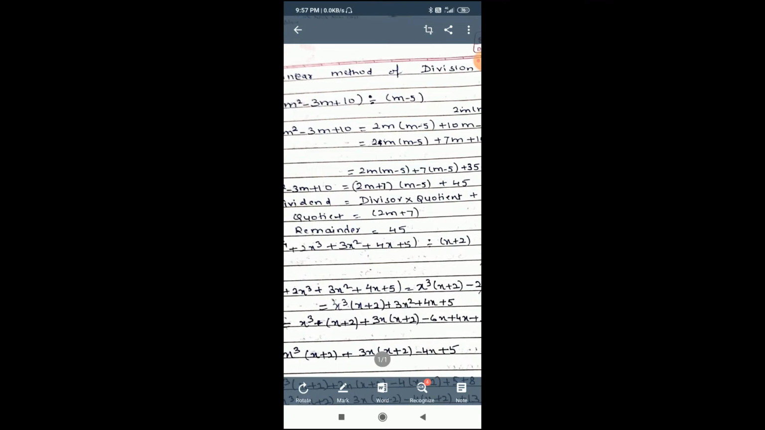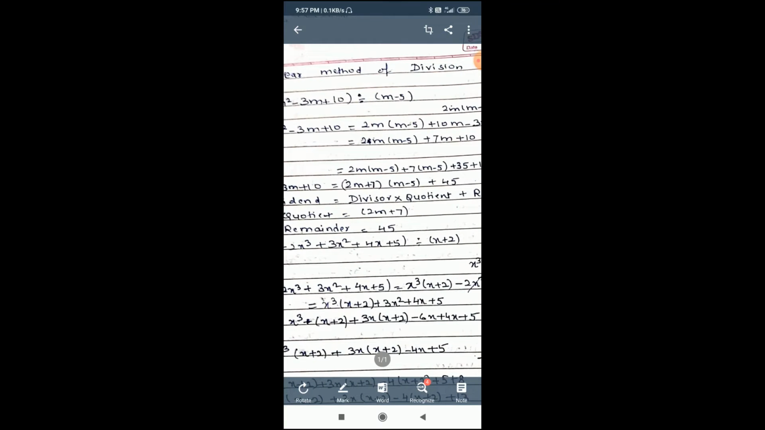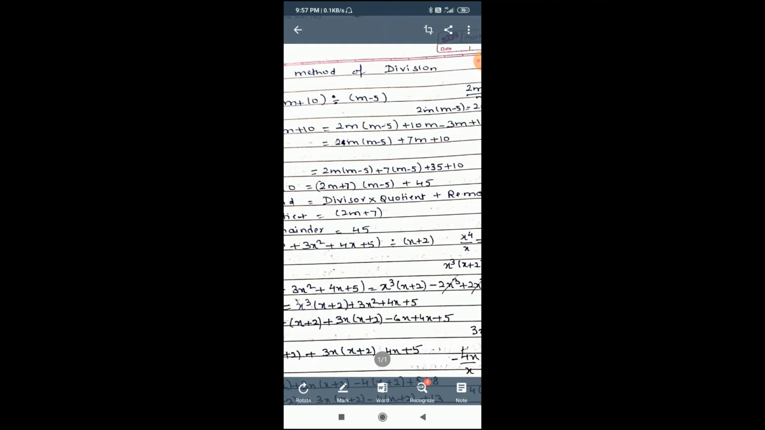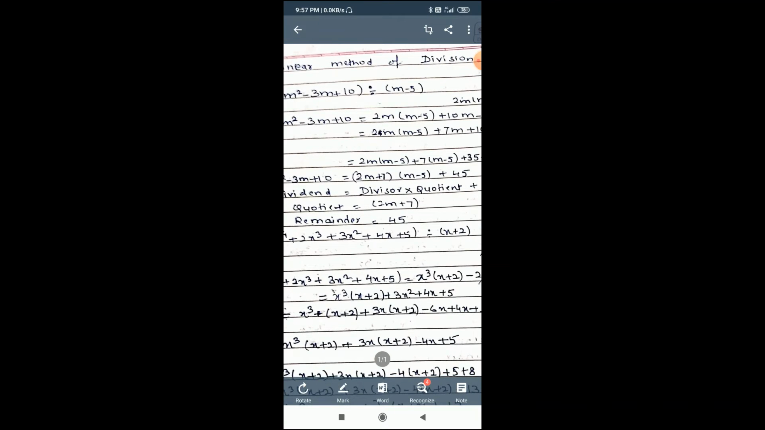So, this is 2m plus, so here in the first and the second term 2m plus 7 is common. So, write down 2m plus 7 in one bracket and in the second bracket the common m minus 5 we write down. So, 35 plus 10 is how much? 45. So, now here we get dividend is equal to divisor into quotient plus remainder. So, now here the quotient is 2m plus 7 and the remainder is 45.